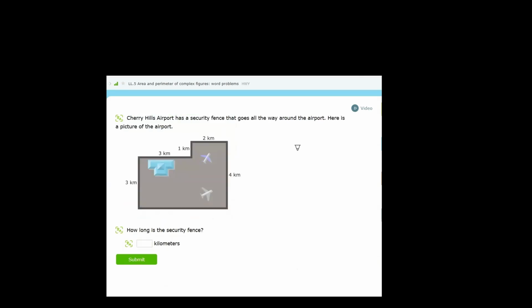Here's another problem. Here we have Cherry Hills Airport has a security fence that goes all the way around the airport. Here is a picture of the airport. How long is the security fence? Again, whenever they're asking about fencing, that means we're looking for the perimeter. And remember, perimeter is the added total length of all of the outer edge.